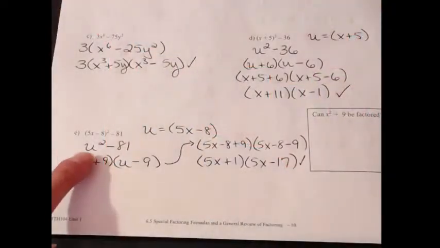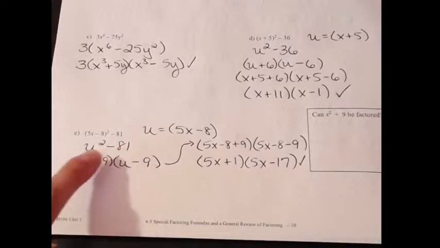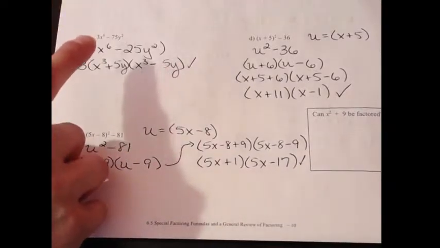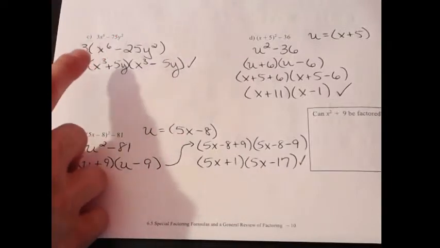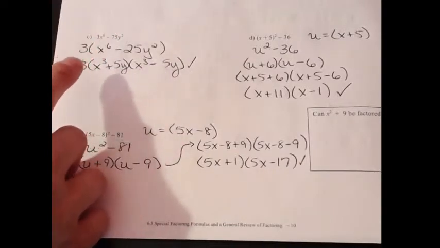I want you to notice, let me go back to the notes, that u squared minus 81 had no GCF. If there were a GCF, we could have factored it out of both terms. Take a look at part C. I did have a GCF. I divided 3 out of each term. That's what it looks like when we factor out that GCF.